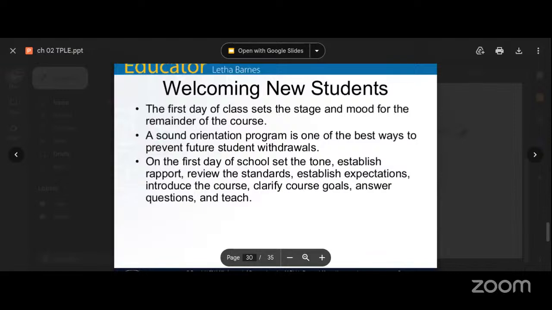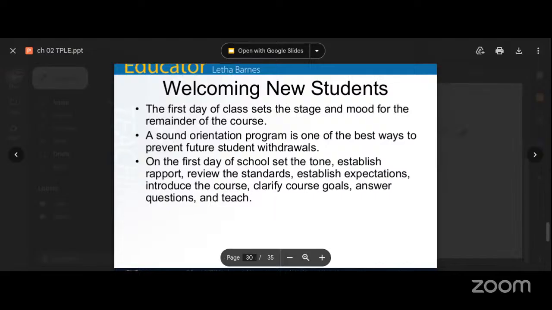Okay, we want to be welcoming to all students. So yes, we're going to be standing and present either at the door or when they come into the room, welcoming to all students. And you can say, hey, welcome, glad to see you. Thanks for joining our family. Since the first day of class sets the stage and mood for the remainder of the school course.